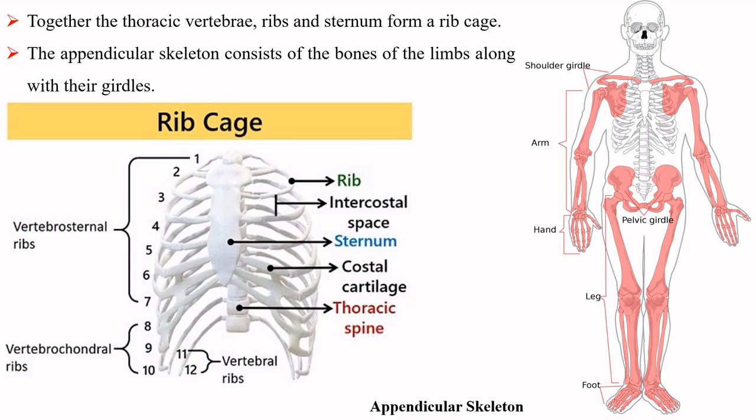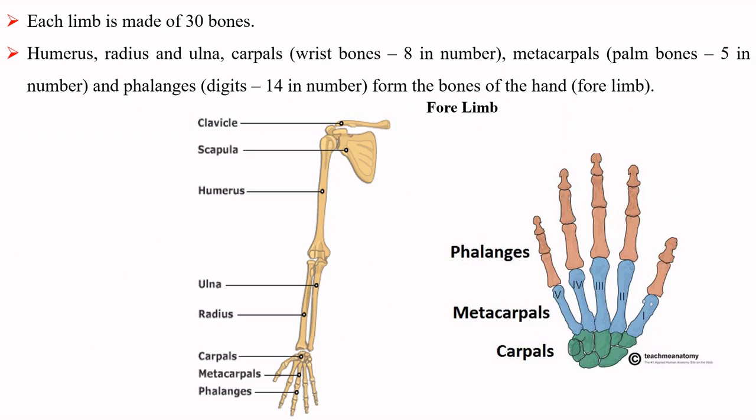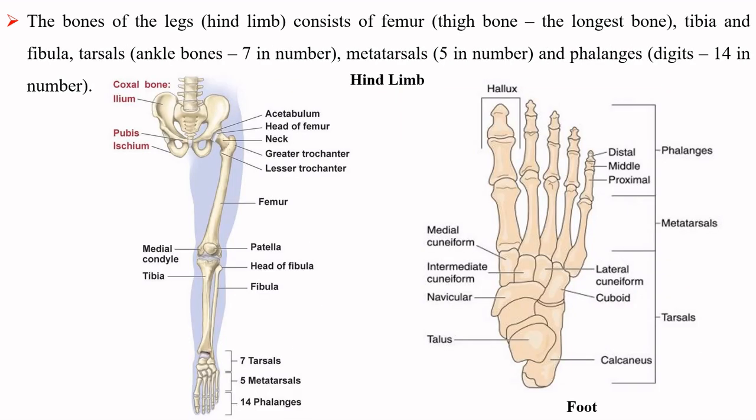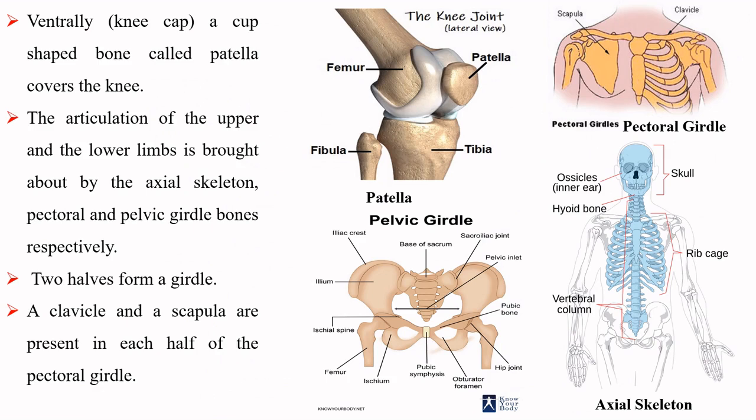The appendicular skeleton consists of bones of the limbs along with the girdles. Each limb is made of 30 bones. Humerus, radius, and ulna, carpals, metacarpals, and phalanges form the bones of the hand. The bones of the legs consist of femur, tibia, and fibula, tarsals, metatarsals, and phalanges. Ventrally, a cup-shaped bone called patella covers the knee.